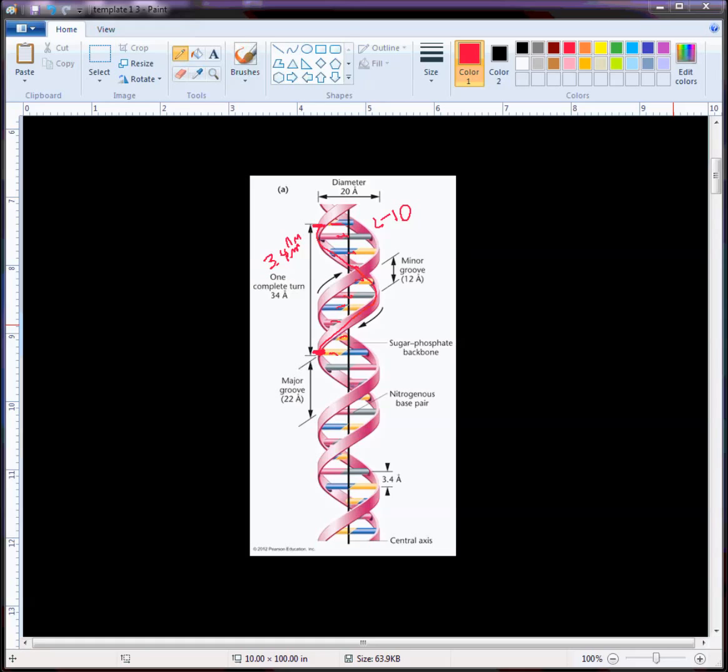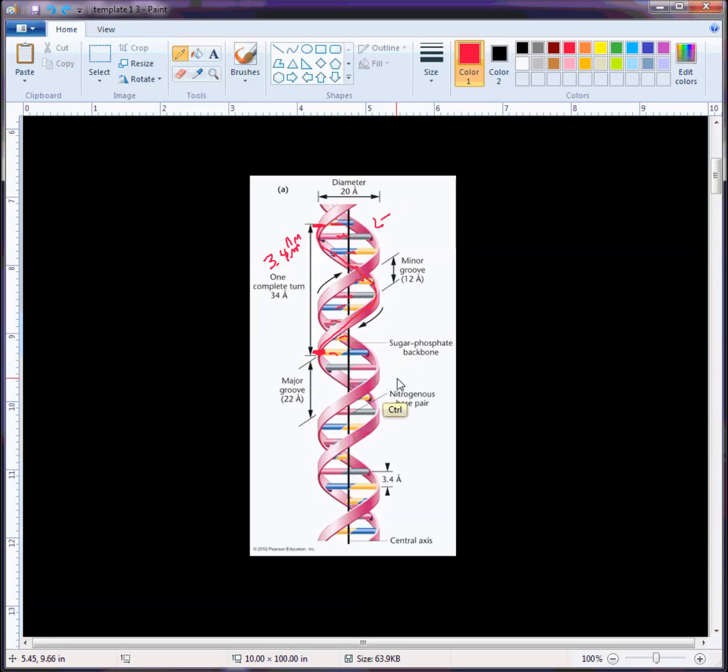And a major groove alternates with a minor groove. So let's take a look at that. So here's a major groove right here. And you can follow this major groove around, right? If you were as small as the helix and you were walking around this path right here, you'd just be going around the major groove. And you could also go, this is the minor groove right here.